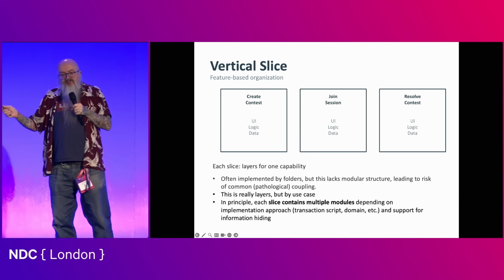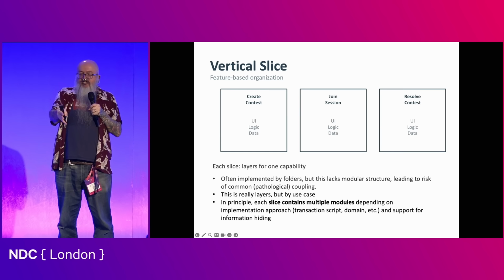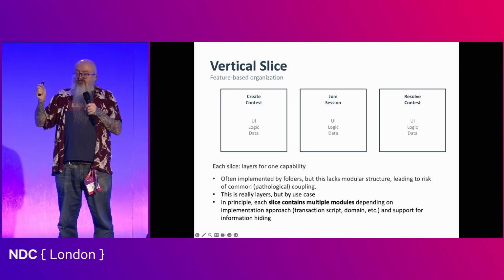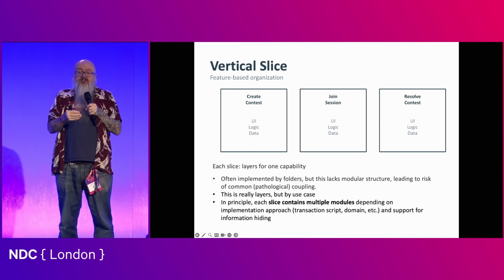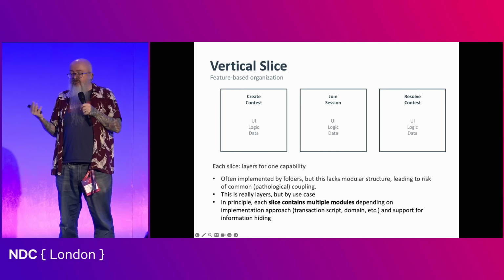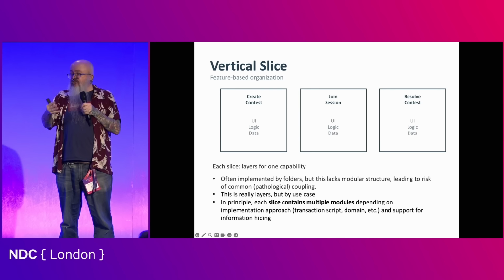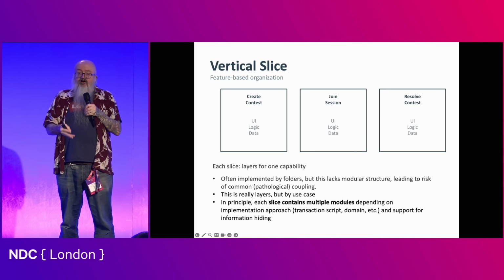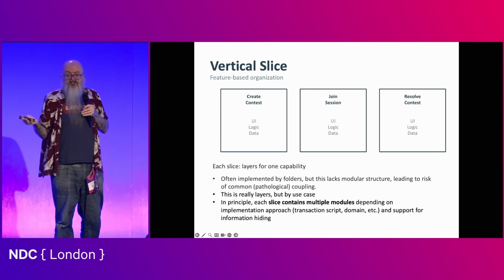The reality is that your problem here is typically that people don't do what vertical slice promises, which says, hey, in create contest, I could be a transaction script. In join session, I'm going to be a domain model, and basically choose appropriate tactics, like, oh, join session needs to have modules inside it. They just put everything in the folder structure, right?